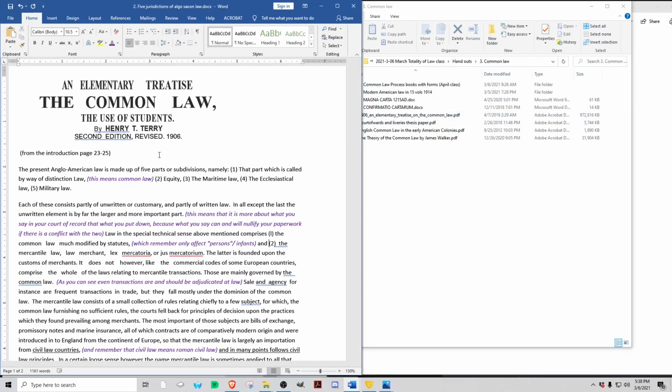So the present Anglo-American law is made up of 5 parts or subdivisions, namely: 1, that part of which is called by way of distinction law, which means common law; 2, equity; 3, maritime law; 4, ecclesiastical; and 5, military. Each of these consists partly of unwritten or customary and partly of written law. In all except the last, the unwritten element is by far the larger and more important part. That, of course, being military. That's all written.